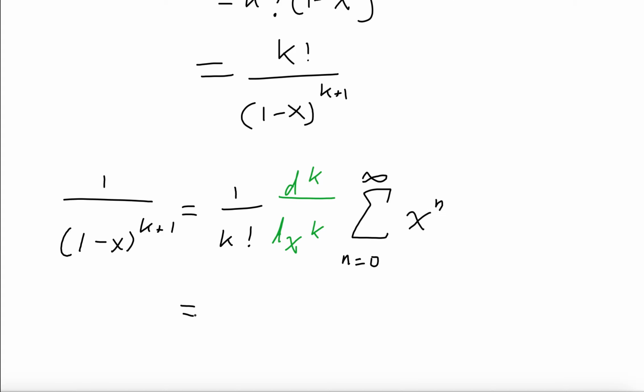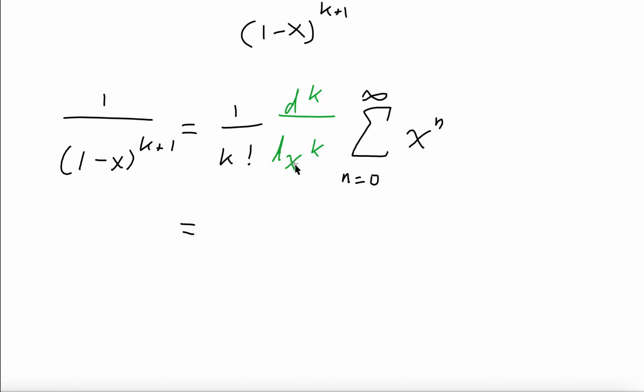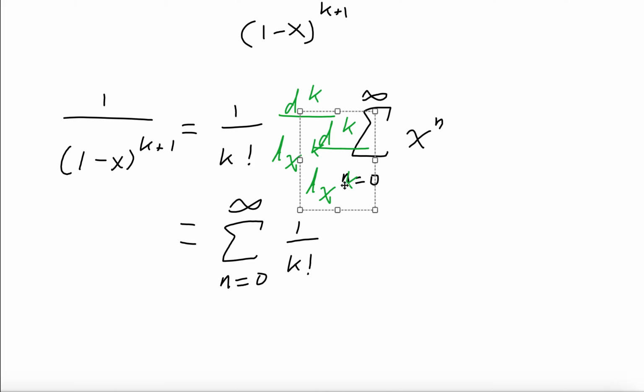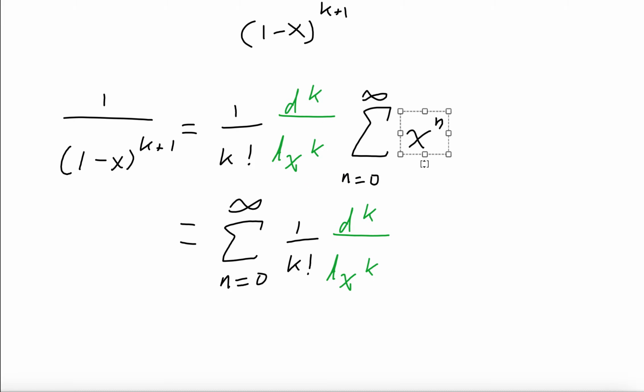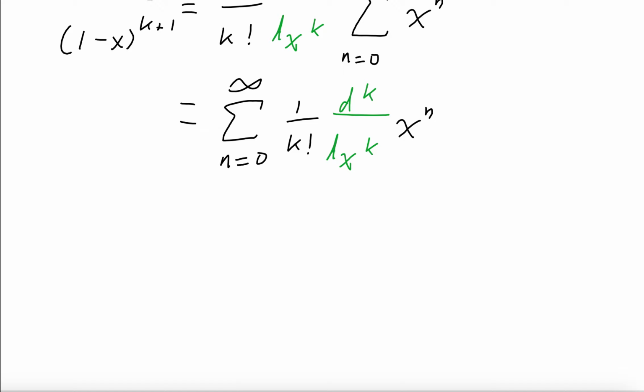Now, notice how by linearity and by the fact that 1 over k factorial does not depend on n in the summation, we can just hop these and switch their order. So this is equal to the sum as n goes from 0 to infinity of 1 over k factorial d^k/dx^k, which I'll reproduce just like this, of x to the n. All right, so then what is the kth derivative of x to the n? This is just a repeated application of the power rule.